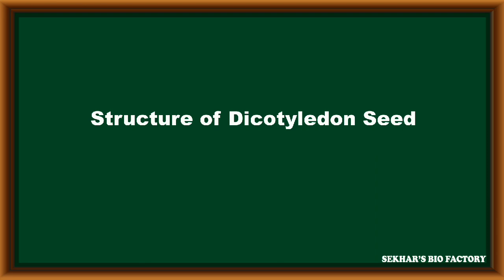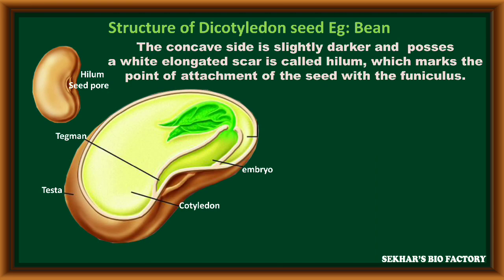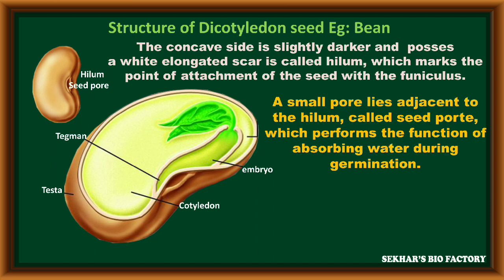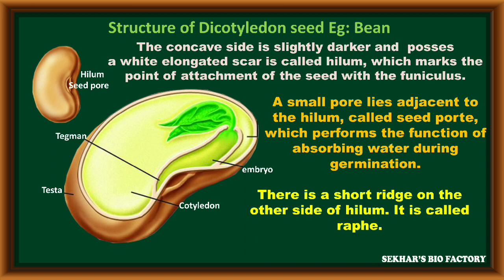In the structure of dicotyledon seed, taking bean seed as an example, the bean seed has a concave side which is slightly dark in nature and possesses a white elongated scar called the hilum. This hilum represents the point where the seed attaches to the funicle. A minute pore is present just adjacent to the hilum, called the seed pore. This seed pore performs absorption of water during seed germination. There is a short ridge on the outer side of this hilum, called the raphe.